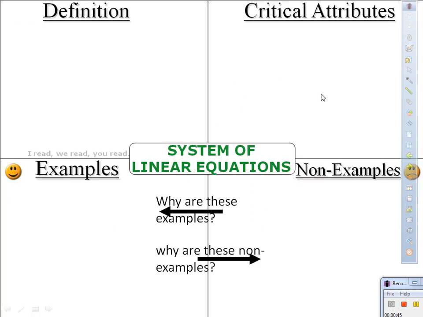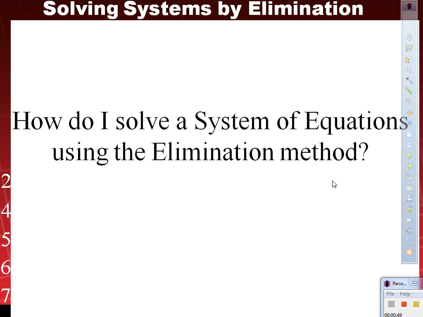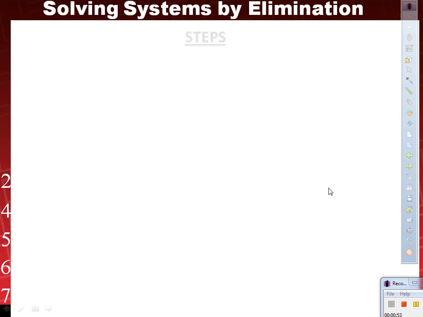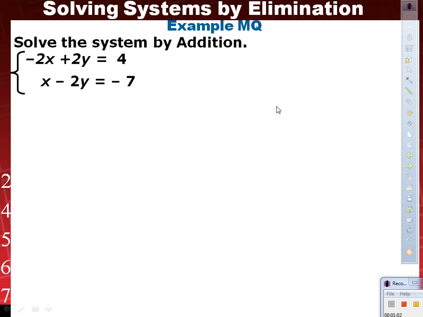So we did Frayer models, yes? And we had an essential question that you wrote for your summary, yes? All right. And we did example Q. We did example super Q. And then mega Q. Okay. So we know how to eliminate, right? We're getting up to right there. So now check this out.